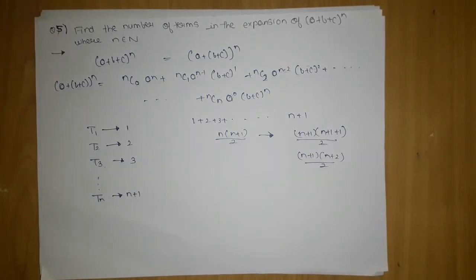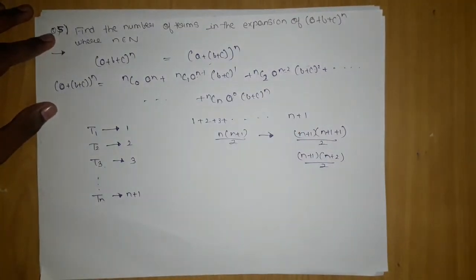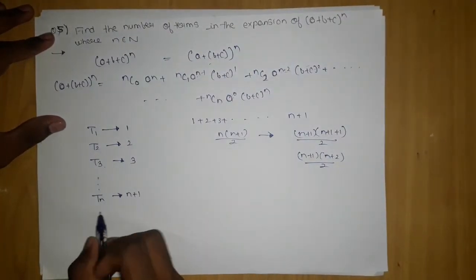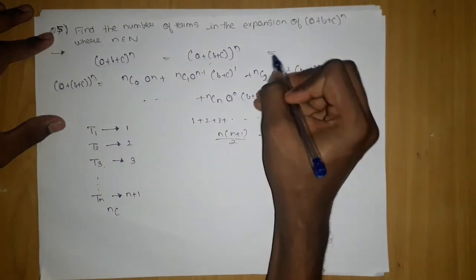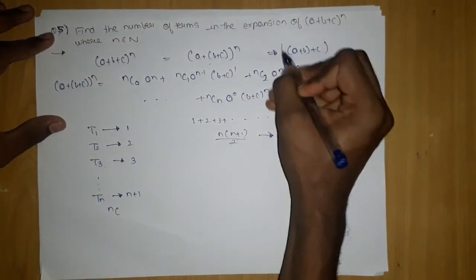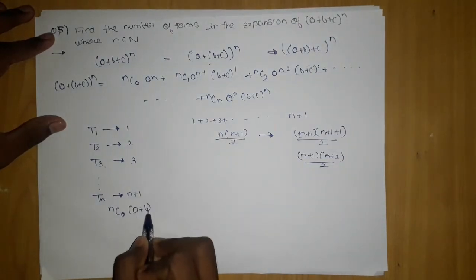The number of terms in the expansion of (a + b + c)^n where n belongs to natural numbers is (n + 1)(n + 2)/2. This was a very good question, because it tells you why you need to expand it like this. Now if you expand it the other way, what is the issue? If you expand (a + b + c)^n as (a + b) plus c, what will happen is this.